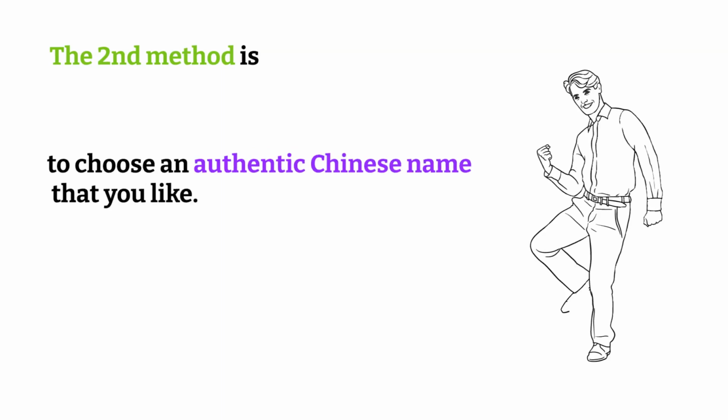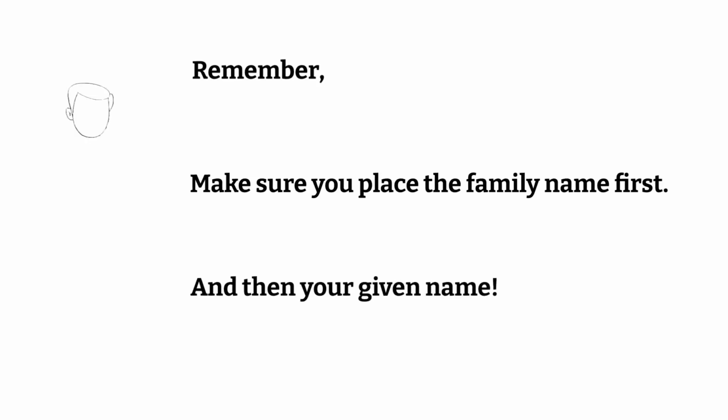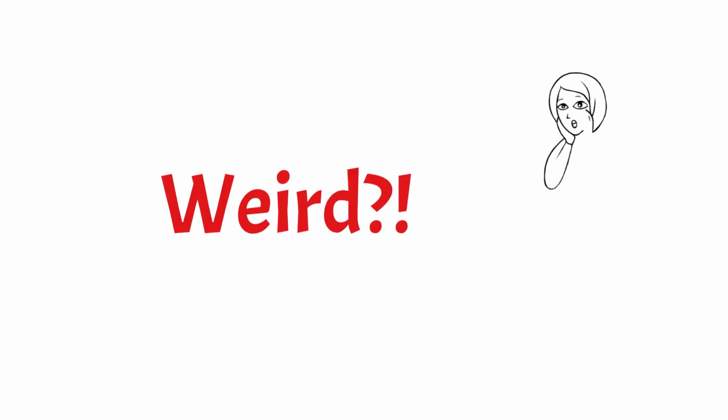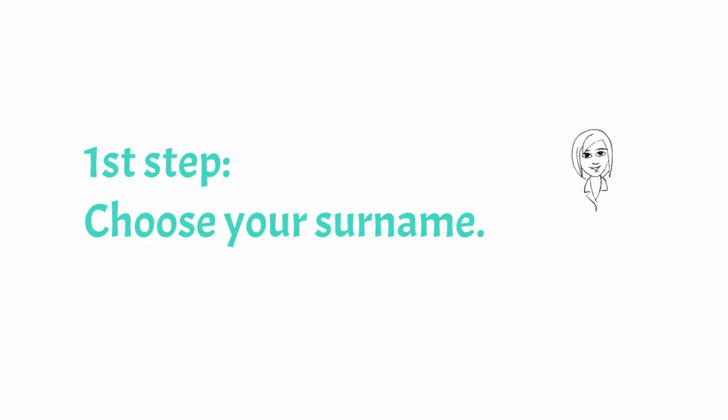Let's look at the second method. The second method is to choose an authentic Chinese name that you like. Remember, make sure you place the family name first and then your given name. Weird? But that's the way it is. There are 3 steps. Follow me.